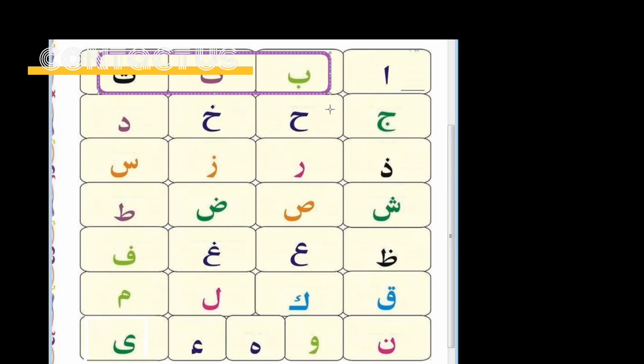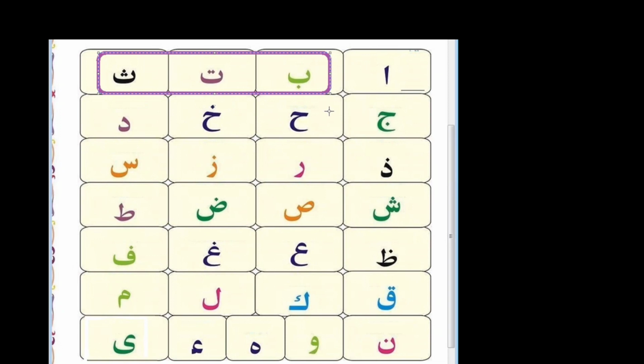Sa and ta, they both have the dots on top. Good. And also sa, mention the number of dots. Sa has the biggest number of dots. How many dots? Three. And then ta.